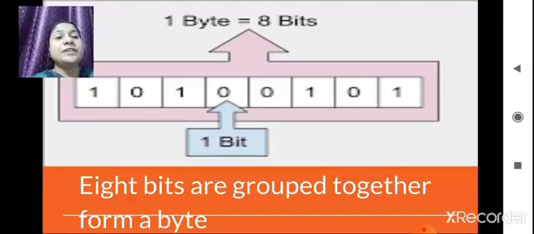So see here, a single 0 is a bit, okay? Or if a single 1 is there, then it is also a bit. Single 0 or single 1 is a bit. But if there is 0 and 1, they are called bits, okay?